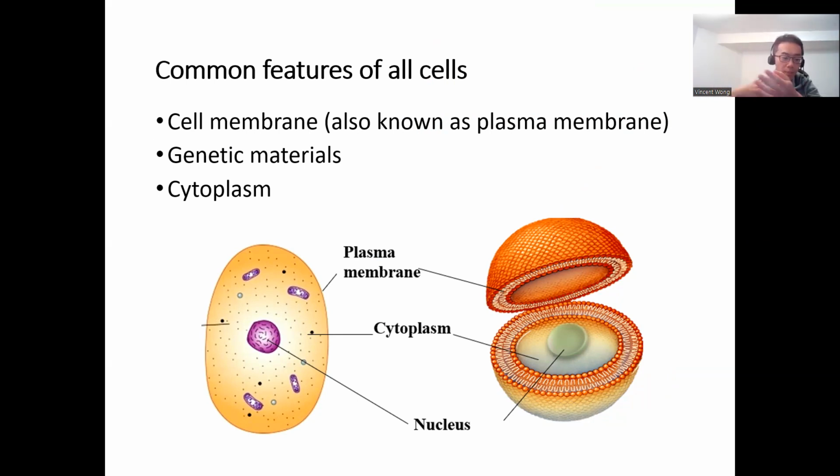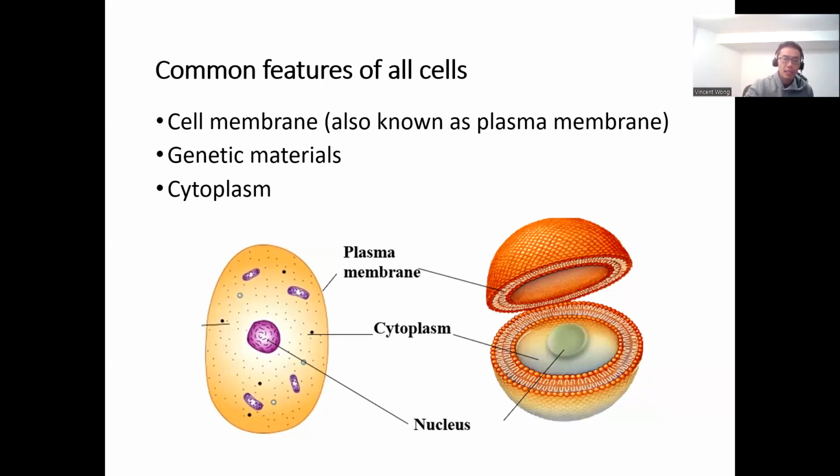After all, you don't want things to be moving in and out without regulation, right? You might be losing valuable nutrients and you might be letting harmful things come into the cell. So there is some kind of gatekeeping going on. That's the job of the cell membrane. So regardless of what kind of cell it is, it will have to have a cell membrane.